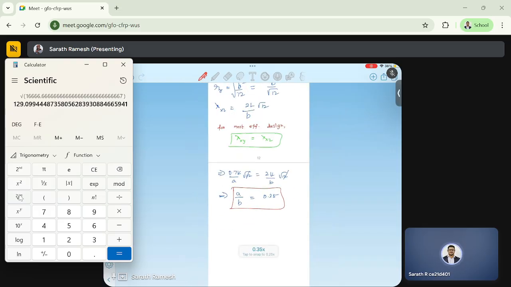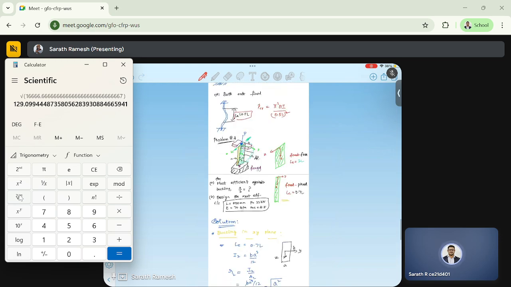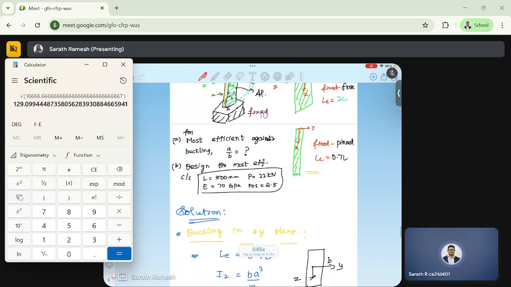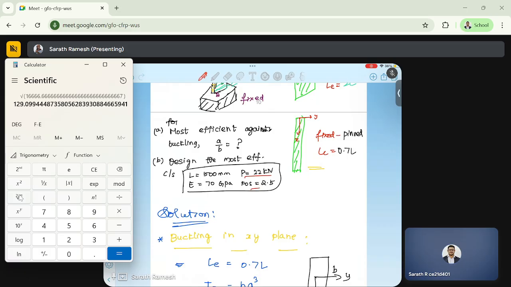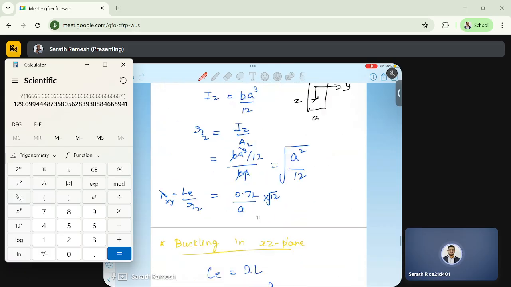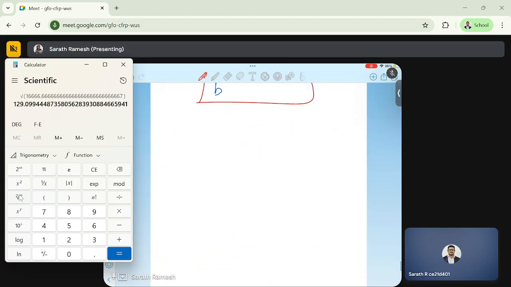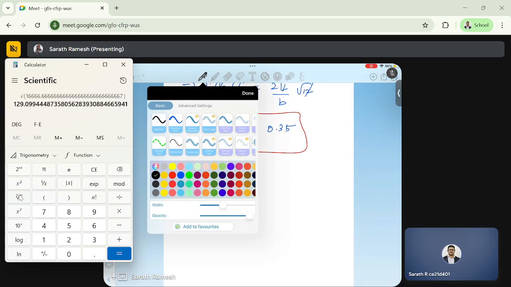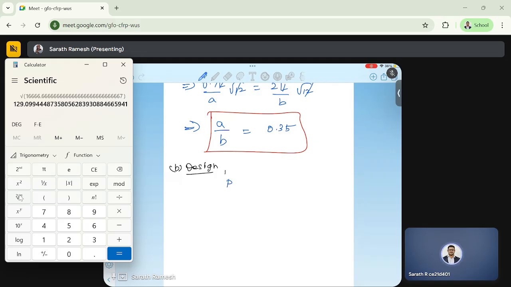Right. In the next subdivision, we were asked to design the most efficient section with the dimension given. So here the load is 22 with factor of safety 2.5. So the critical load will be 22 times 2.5. So it's subdivision B, design. So P critical will be 22 times 2.5, 55.